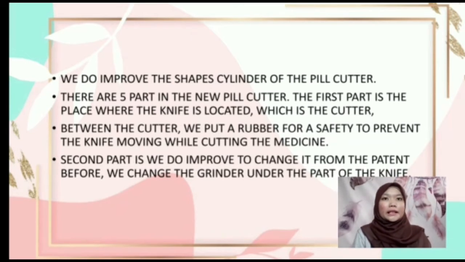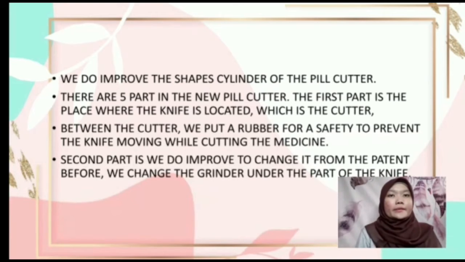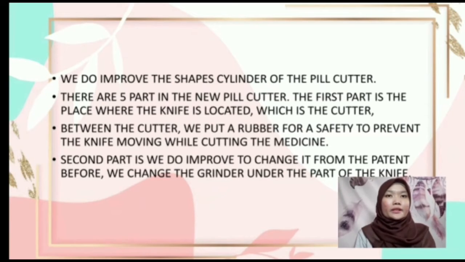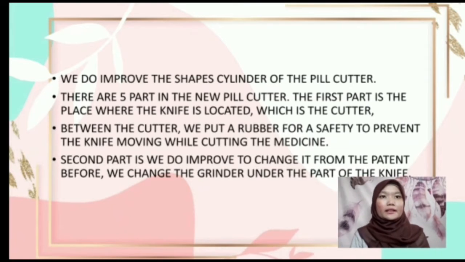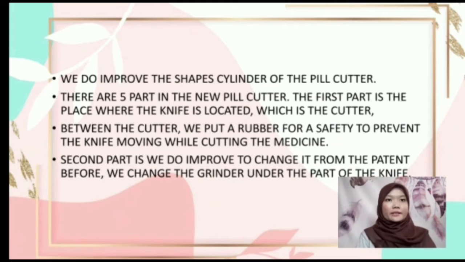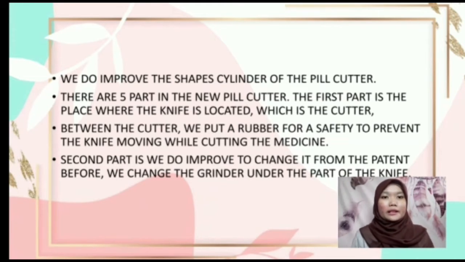There are 5 parts in the new pill cutter. The first part is the place where the knife is located. We put a rubber for safety to prevent the knife moving while cutting the medicine. The second part is improved by changing it from the previous design. We moved the grinder under the part of the knife.